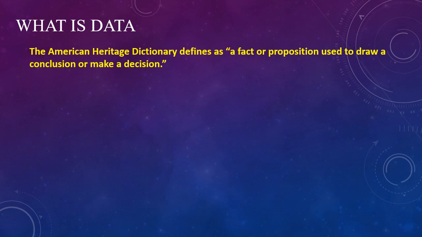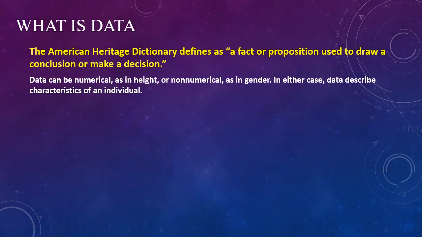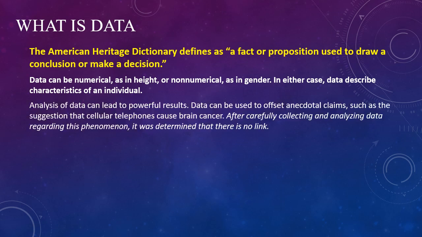So an important part of this is understanding what is data. A dictionary definition is a fact or proposition used to draw a conclusion or make a decision. Data can be numerical, such as in height, or it can be non-numerical, such as in gender. In either case, data describes a characteristic of an individual.